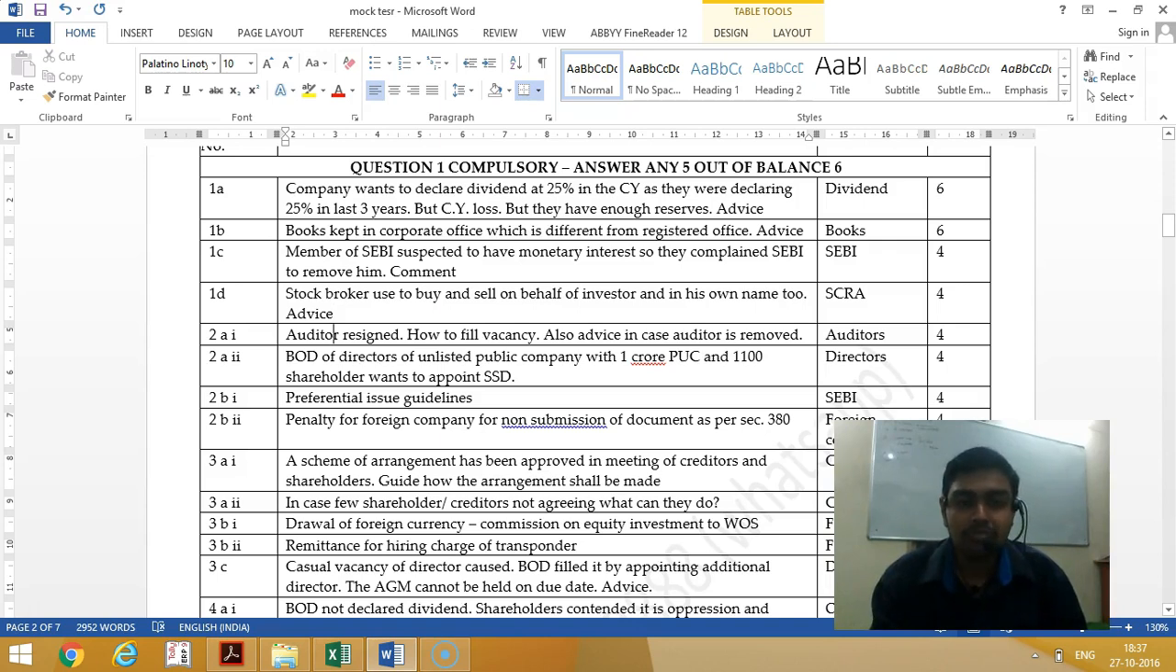Then auditor resigned. How to fill the vacancy? Board. Okay, the board has to fill it within 30 days. Then it should be ratified in the general meeting within 3 months. Section. See, it's 139, the last clause, casual vacancy. Okay.